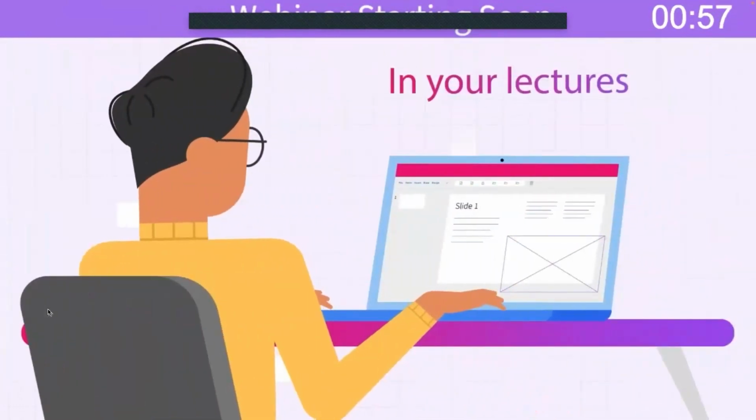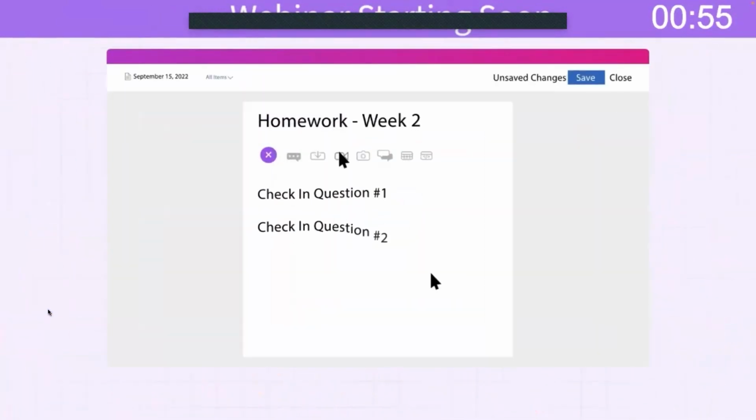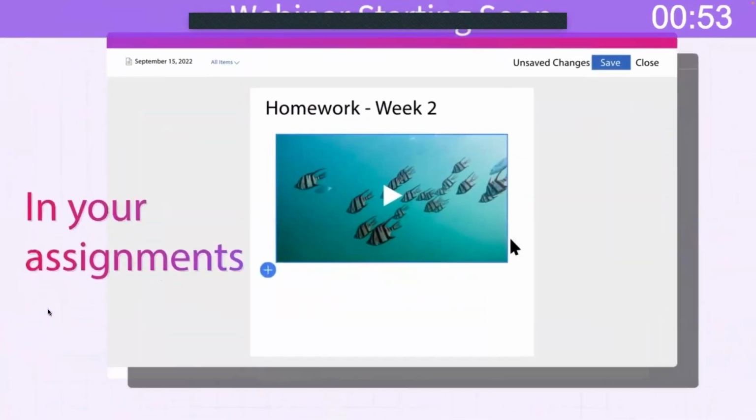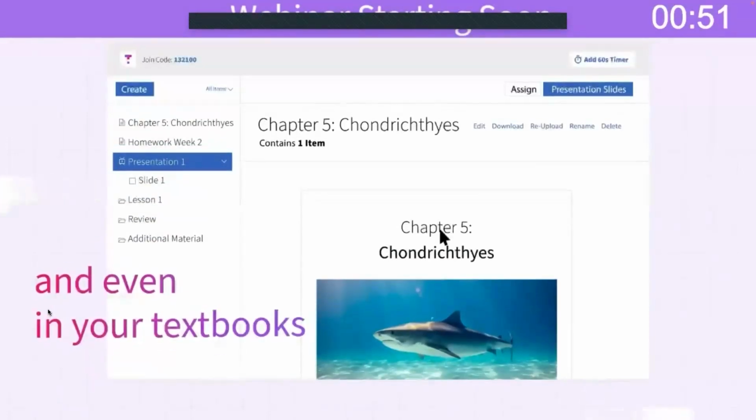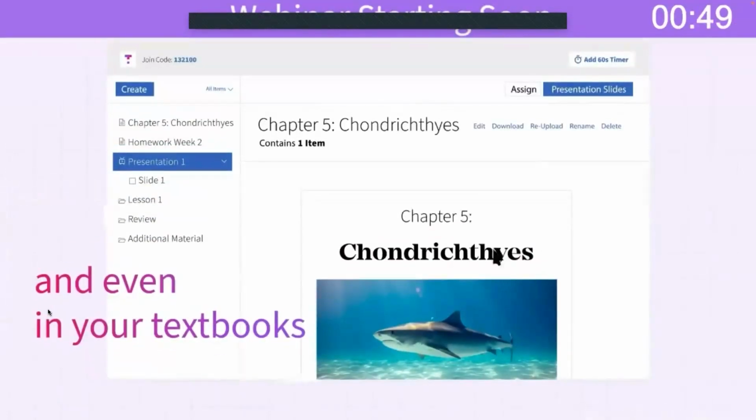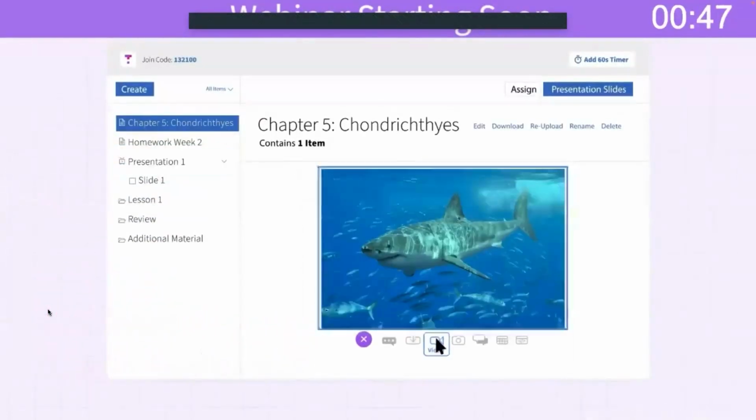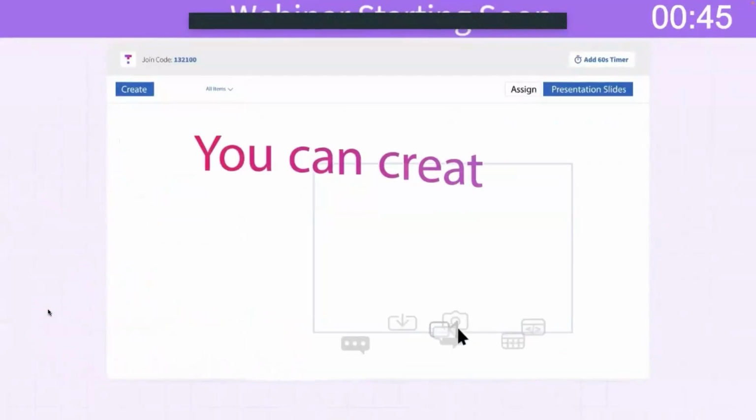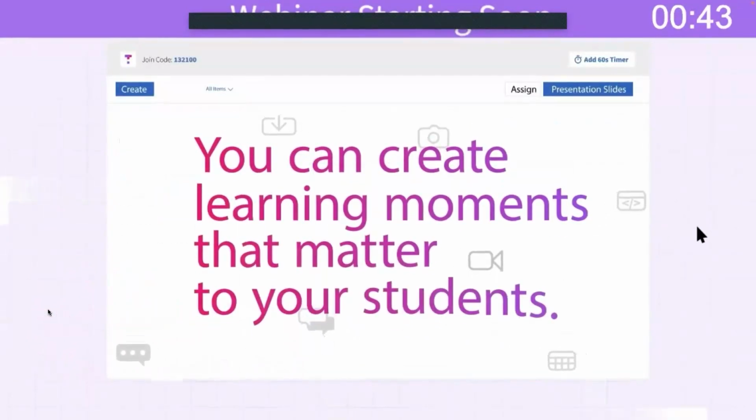In your lectures, in your assignments, and even in your textbooks. You can create learning moments that matter to your students.